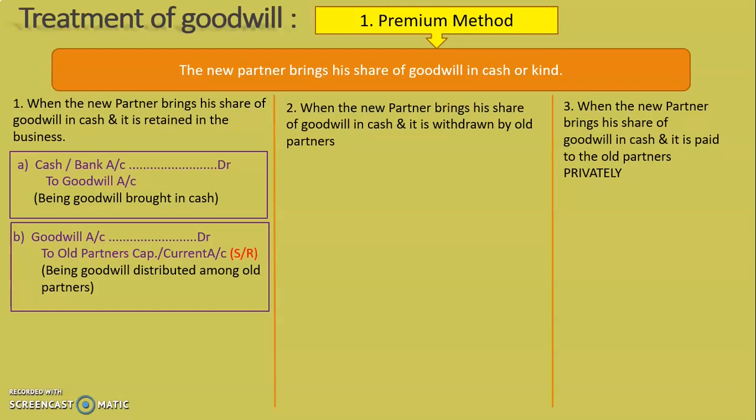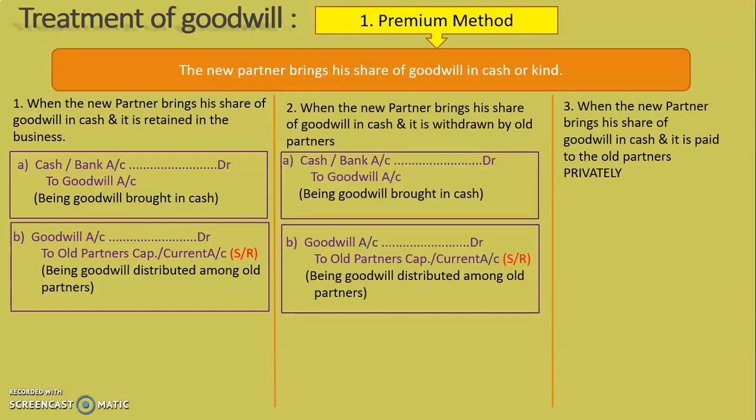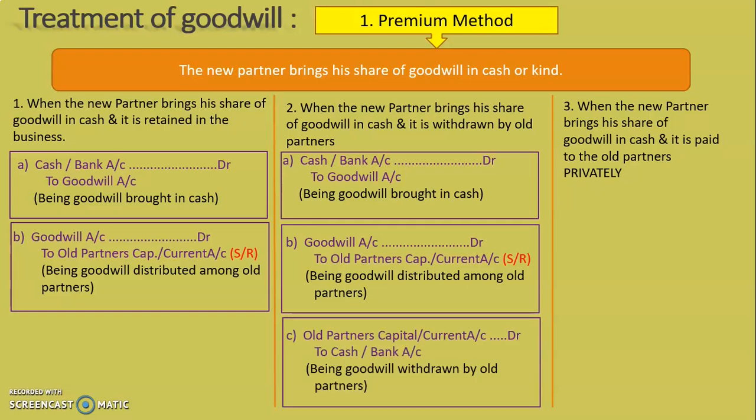In the second case, when the partner brings his share of goodwill in cash and this is withdrawn by the old partners, the first two entries will be the same. Here we have to pass one additional entry for the amount withdrawn by old partners. Old partners' capital account debit to cash or bank. The old partners may withdraw the entire amount or a part of it. We have to debit the actual amount withdrawn by the partners.